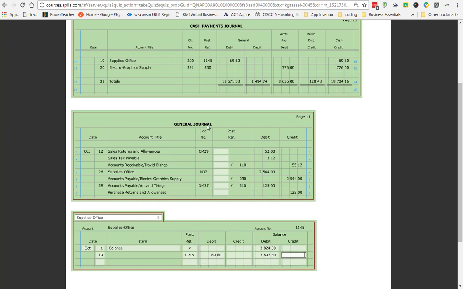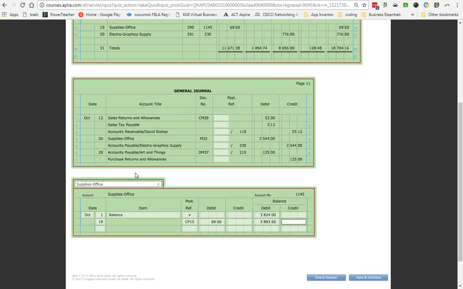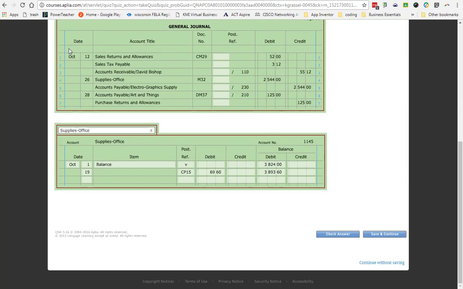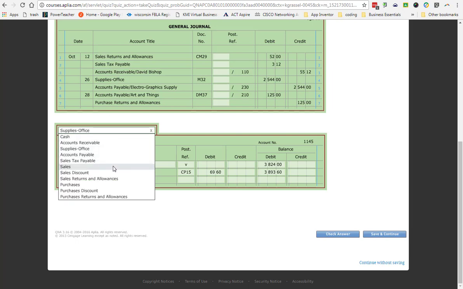Now what they want us to do is they want us to post right here from October 12th to the 28th. Now when I look at October 12th, all of these amounts here need to be posted. I need to post a sales returns and allowances, sales tax payable, and accounts receivable. So I'm going to start first on the top and work my way down.